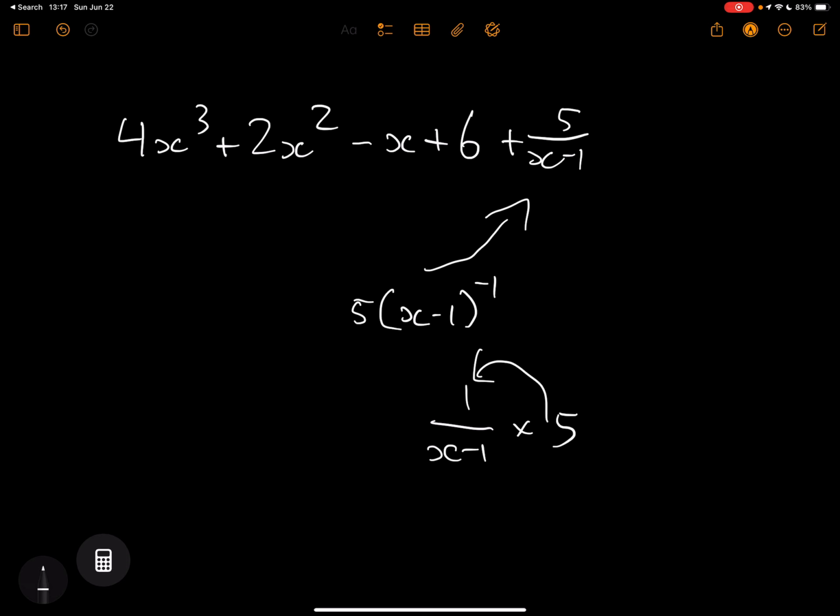Right? And that is how you do it. It's a better way of division in polynomials. It's very quick. You do 2 steps of long division in 1 step of this way.